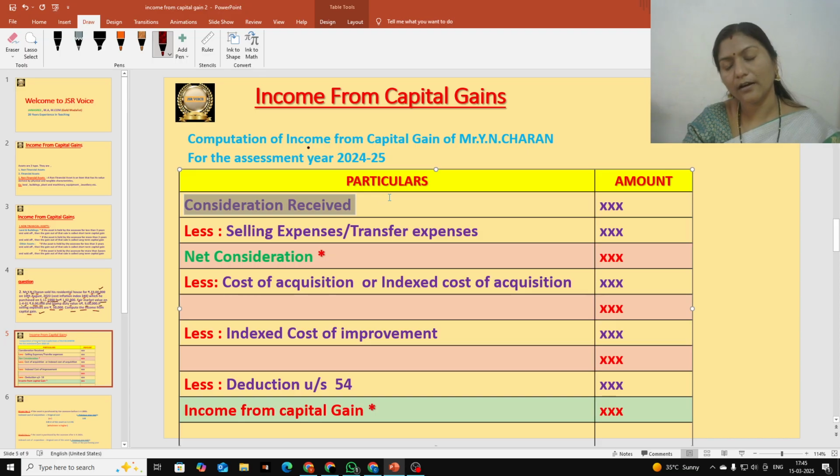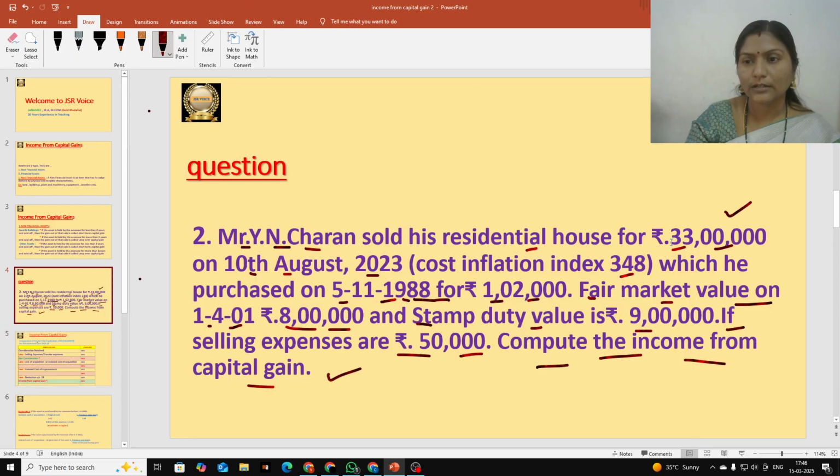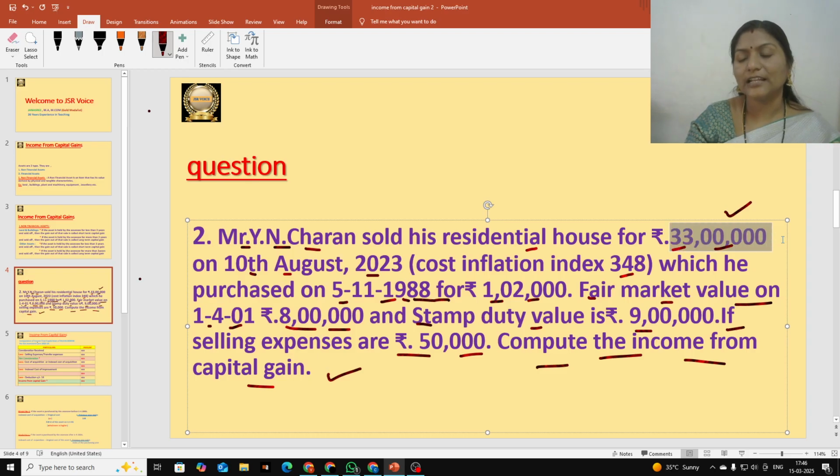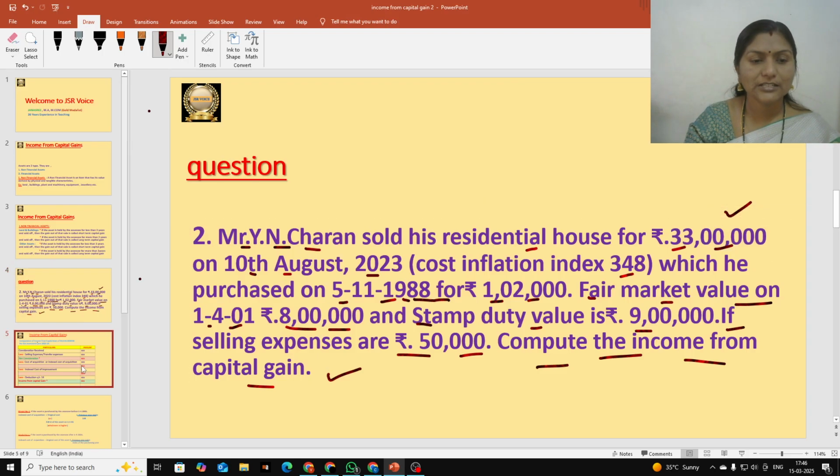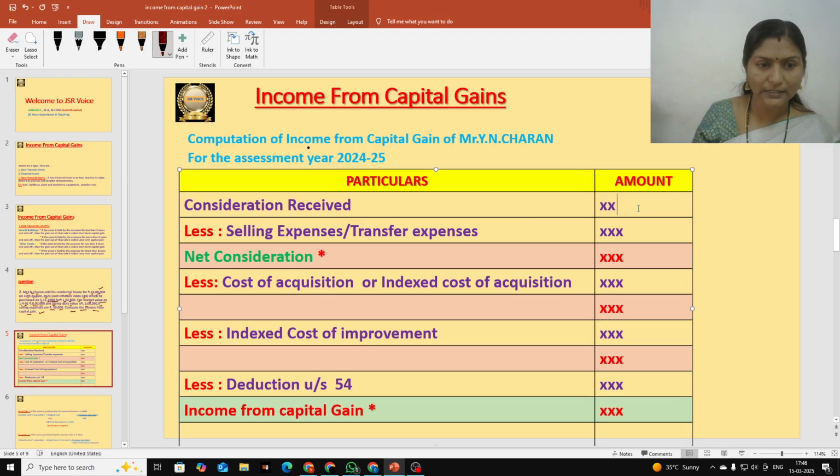Always for every problem this is the format that we are going to follow, and whatever values are given in the question and what to take, that I will explain, and we should record all this in the format. Whatever is necessary we will keep like this. If anything is unnecessary, we will remove that. Consideration received means the selling price of the asset. So the assessee sold that asset, and the amount he is receiving out of that sale is called consideration received. How much is it in our question? 33 lakhs. He is selling that house for 33 lakhs. Let us take 33 lakhs in the place of consideration received.